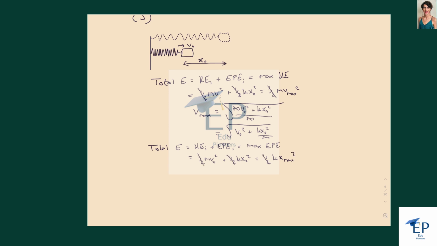And once again, we can cancel the halves out and isolate x max. So x max is then going to be equal to the square root of m v naught squared over k plus x naught squared. Okay, so it follows a very similar process to this and leaves us with a final expression as indicated here.